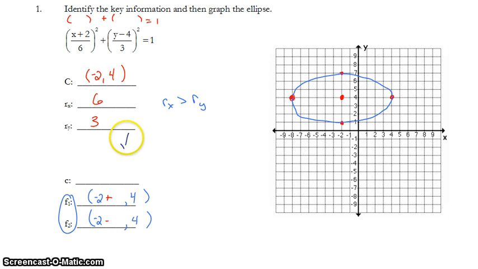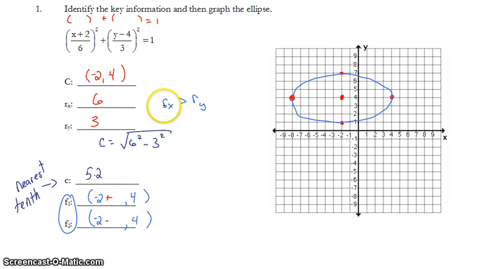So c is going to be equal to the square root of my bigger radius, 6 squared, minus your smaller radius, 3 squared. 36 minus 9, get the answer, take the square root, round c to the nearest tenth. That's 1 decimal place. In this case, I get 5.2.